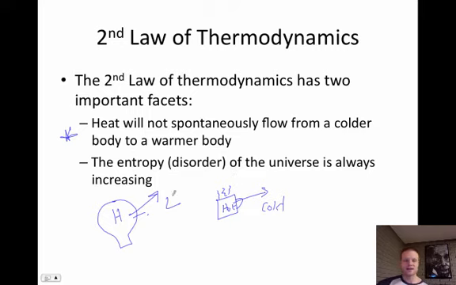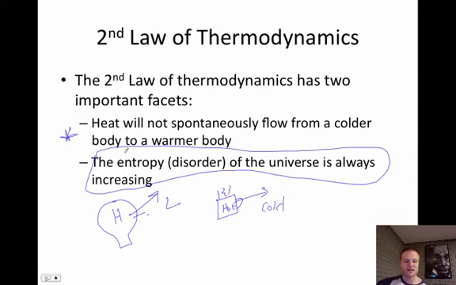The second thing is this thing called entropy. And entropy is the disorder of the universe. Basically, it's saying that things are always getting more and more disorganized, more chaotic. So basically, the entropy of the universe is constantly increasing.